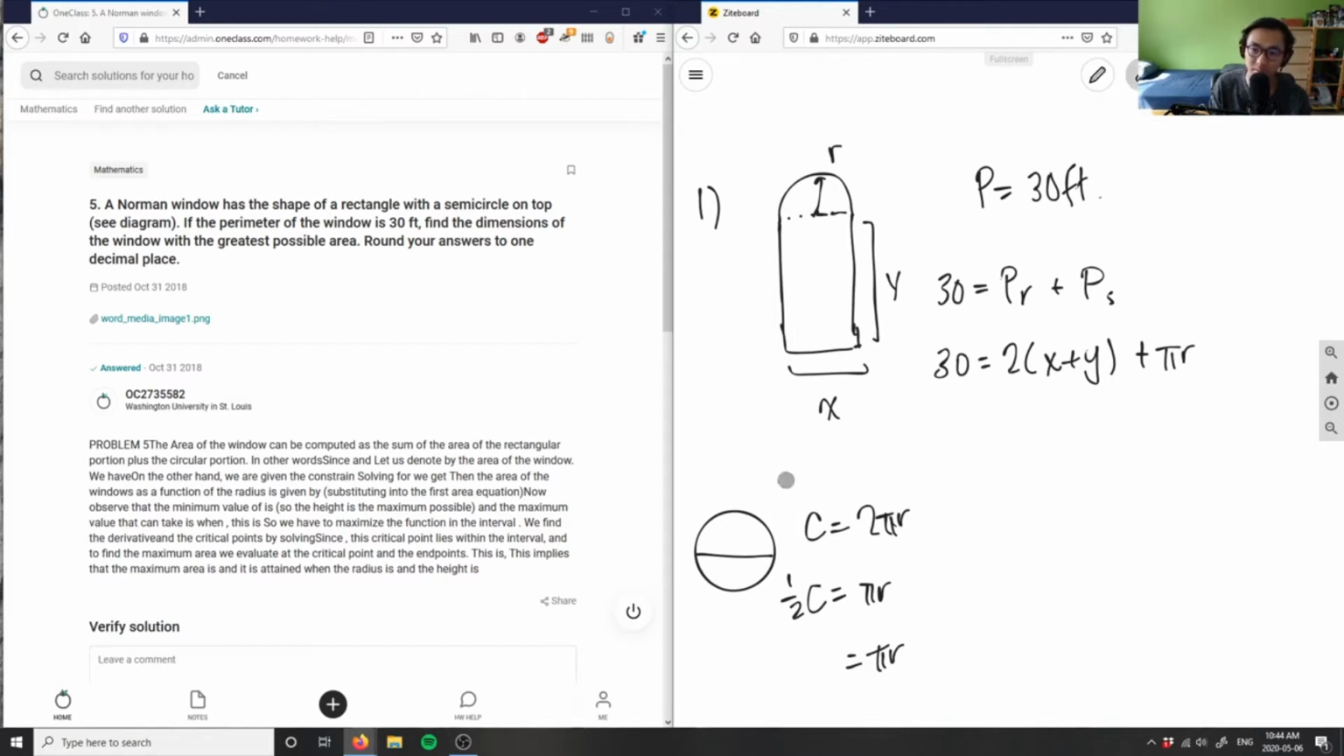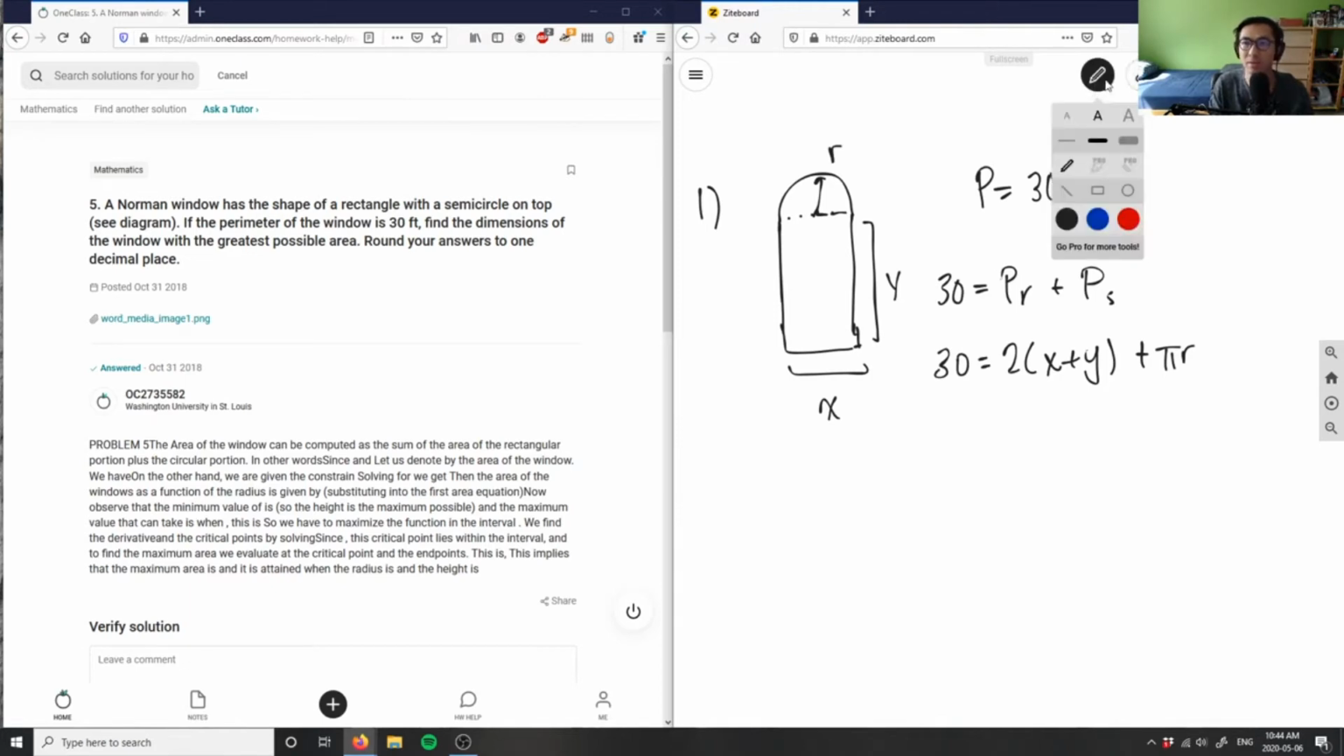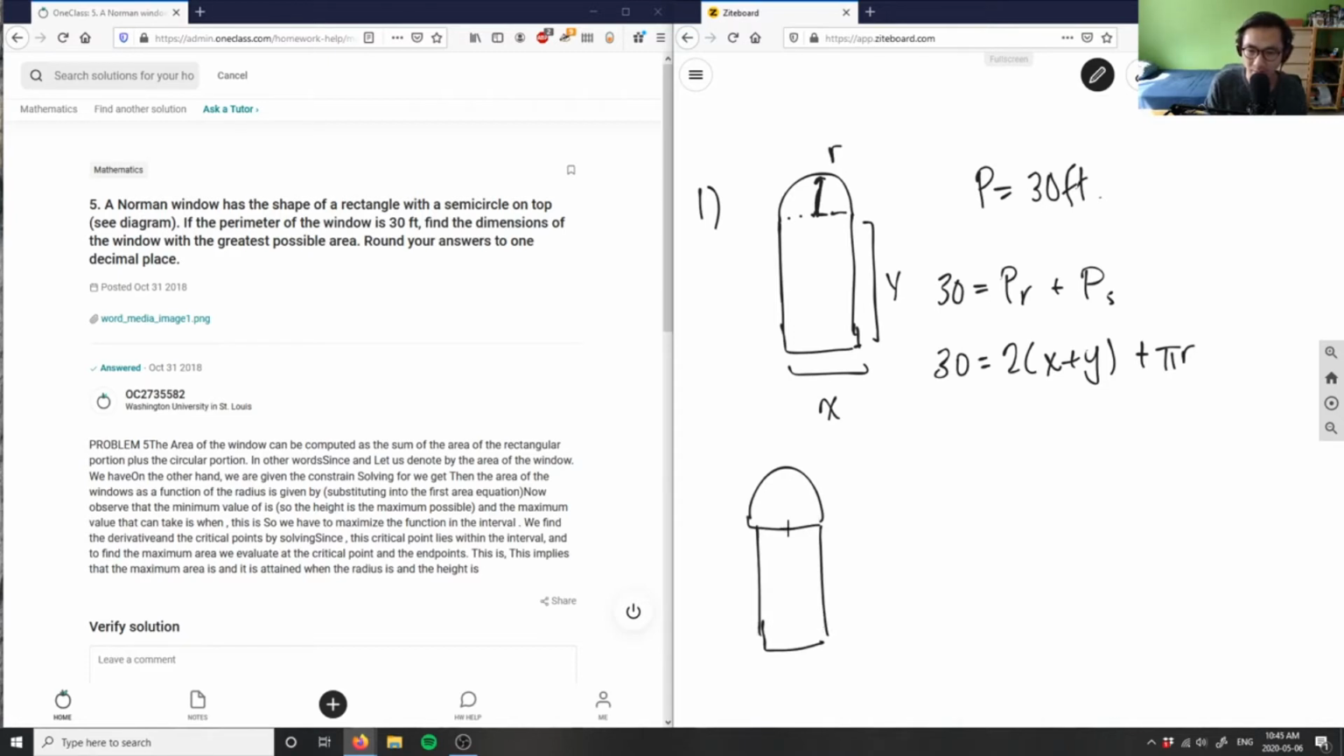I'm going to erase this just to make some room here. But now we have a lot of variables here with X, Y, and R. We have to think about whether there is a relationship between X, Y, and R. And there is, right? If you think about this problem, the distance from here to here is simply half the distance from here to here, in this Norman window.